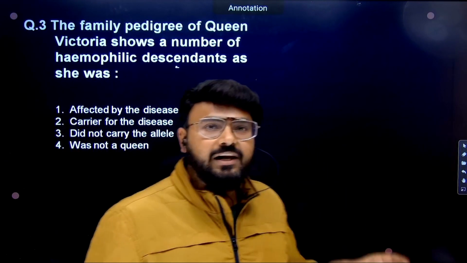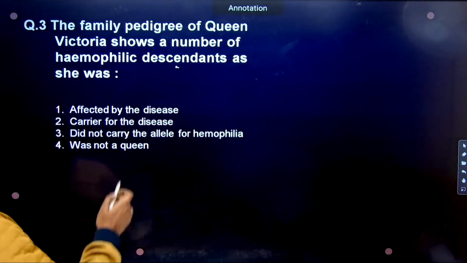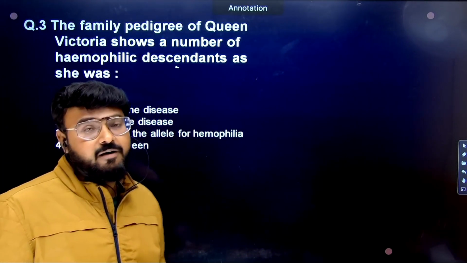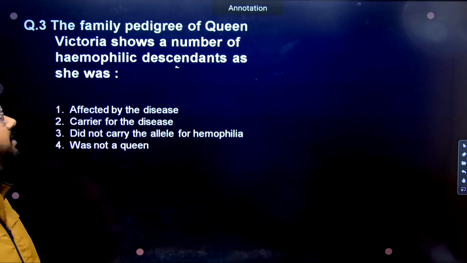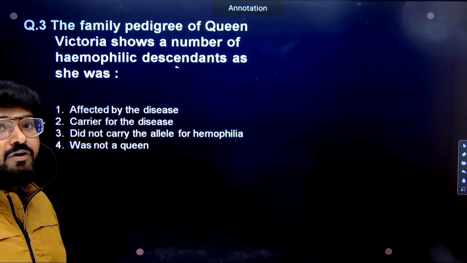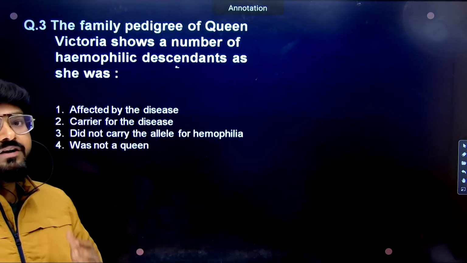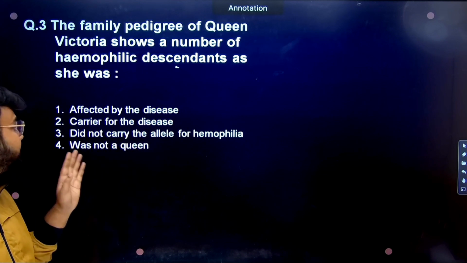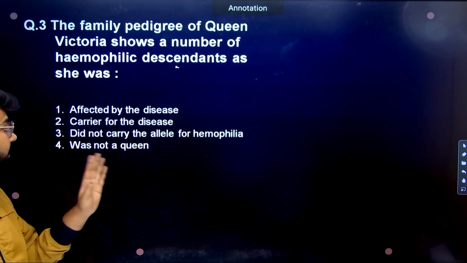Okay guys, so last question. They are asking about the family pedigree of Queen Victoria, the royal family of England. Queen Victoria's family had a number of hemophilic people suffering from hemophilia across the generations. So the question is asking: was she affected by the disease, was she a carrier of the disease, or did she not carry the allele for hemophilia?